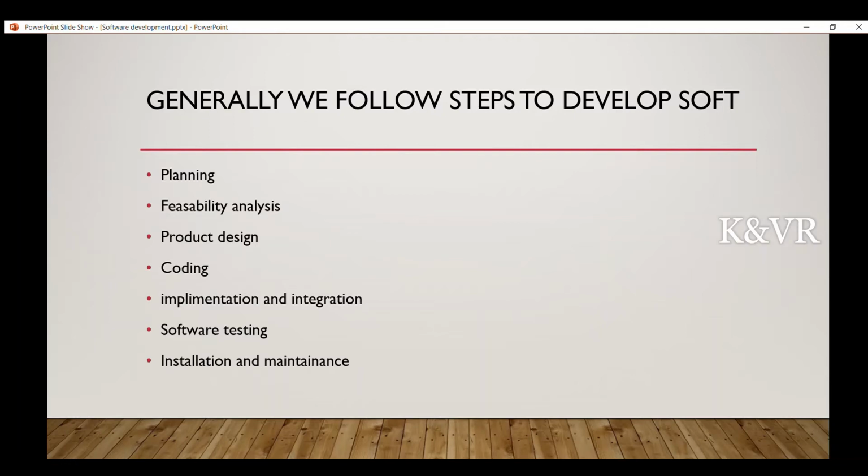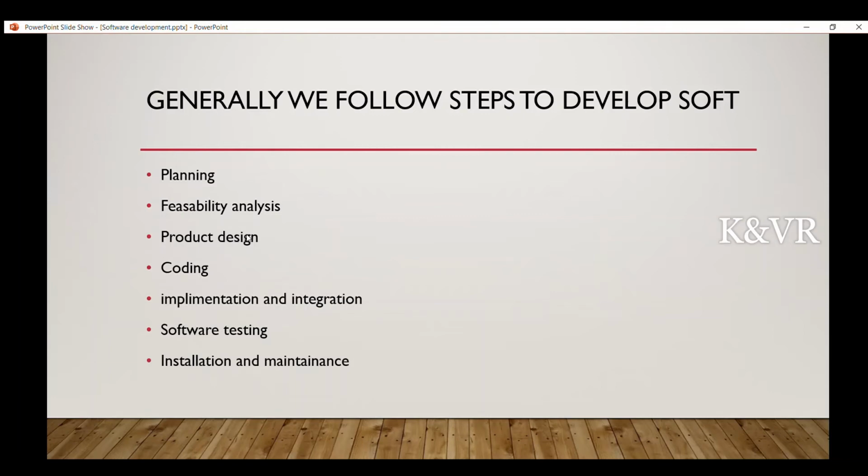Generally we follow these steps to develop software. Let's see the planning. We want to plan the software: what is the problem in our society, and for that problem we create apps and software technologically. We want to be accurate, so we plan first. Next is feasibility analysis, meaning how it works for people and how it reaches the end users virally. That is the feasibility analysis.